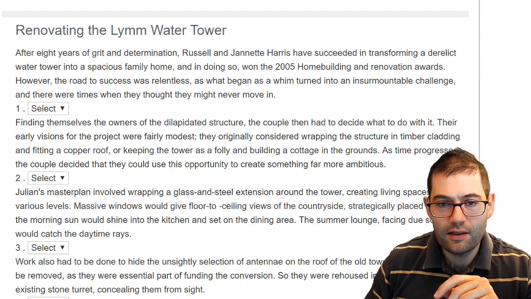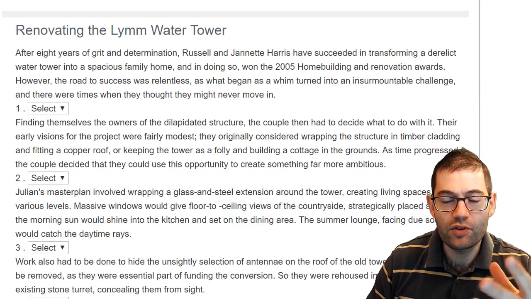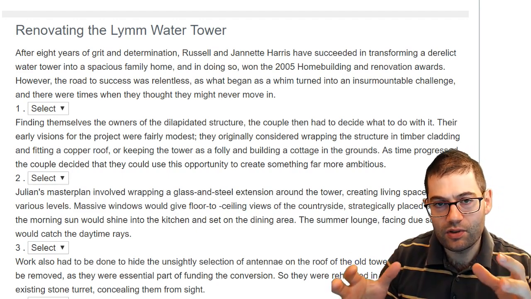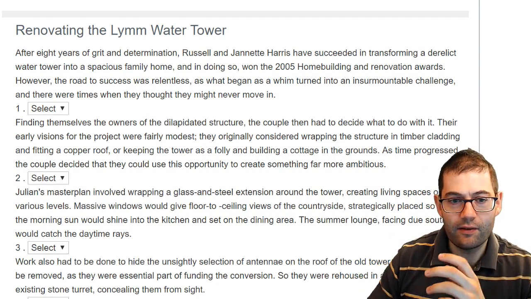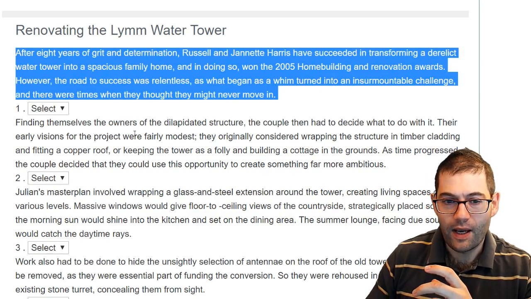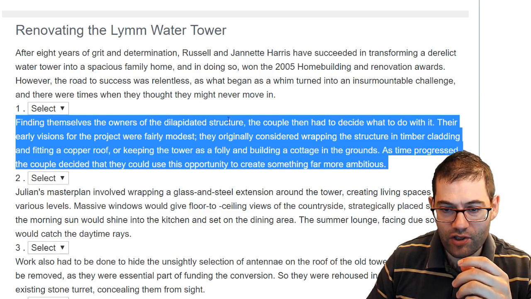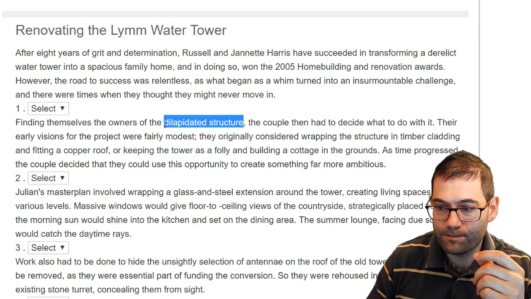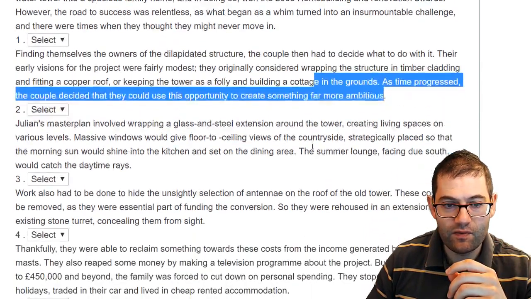So the article is about renovating the Lim water tower, and it talks about a couple's story in terms of finding the water tower, creating it their home, and the process of how that happened. We've got an introductory paragraph to begin with, and then the next paragraph talks about the structure as a dilapidated structure, in other words a structure in bad condition, and they wanted at this point to make it into a house of some kind.